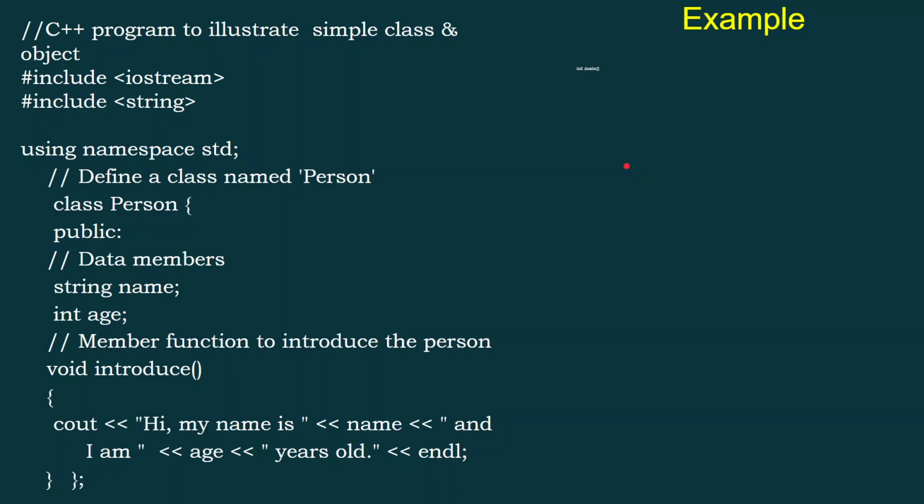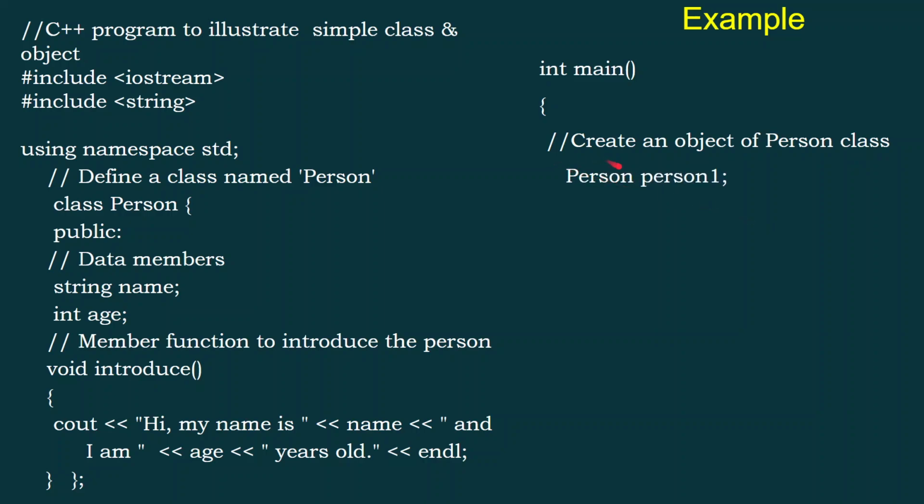So main program is int main, open the brace, create an object of the class. That we have seen in the previous slide that without creating an object we are not able to use the function or the methods of the class. So in order to use the methods or the members, we have to create an object for the class. So how to do that? Person person1. What is person? Person is the name of the class. person1 is the variable name as we wish.